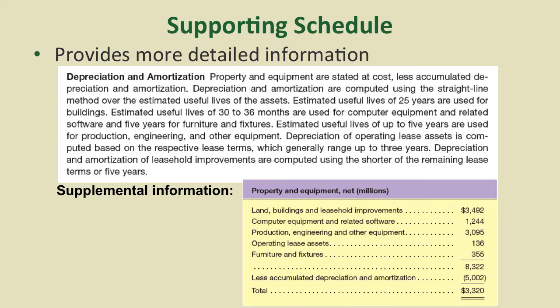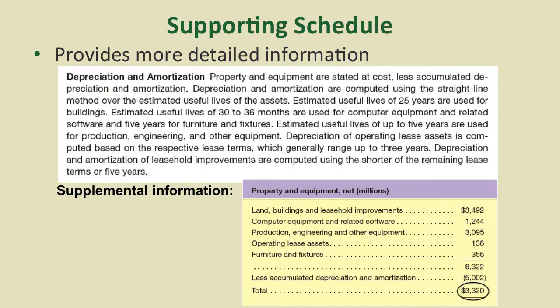The last technique we're going to talk about is the supporting schedule. For example, this is a particular company. On the face of the balance sheet, the number you're going to see is this $33.20 million related with a long-term asset, property and equipment. However, we don't know what's in that number.